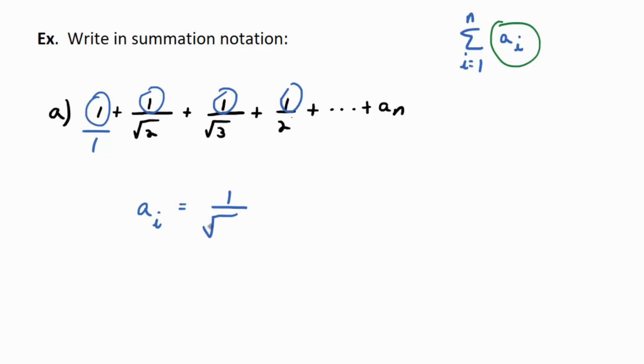Yeah, but what about that first one? It doesn't seem to match up with that first one. Oh, the square root of 1 is 1. Yeah, it works. So does that make sense?